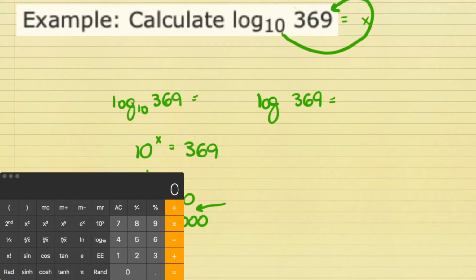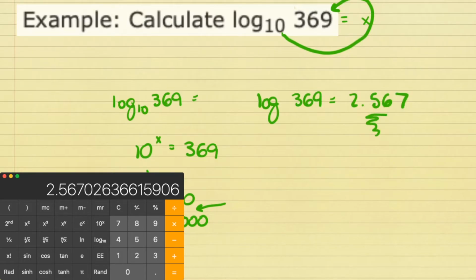It's a crazy number, 2.567. I was expecting slightly smaller, but again, it's telling me it's 2.56. That's the power that I'd put on a 10 to make 369. Now, just to show you that, just to see, it's 2.567.